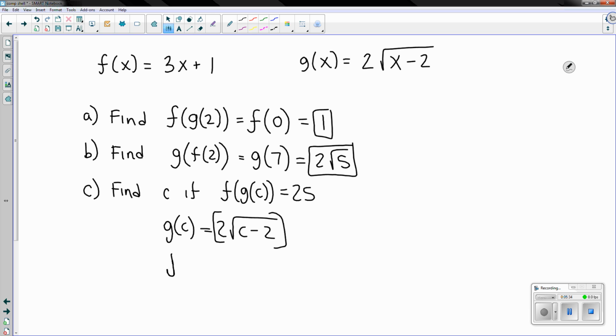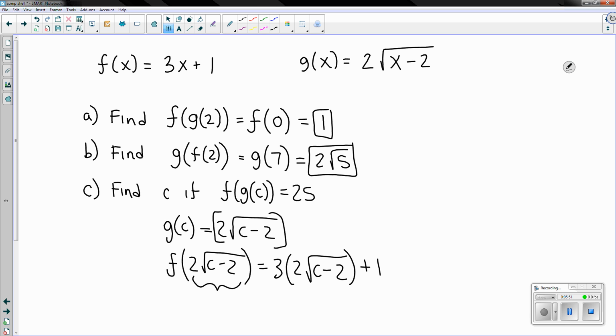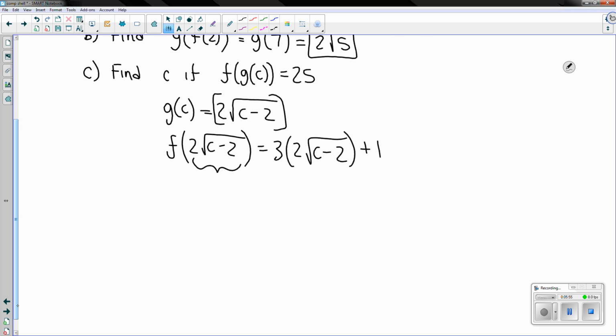So then we want to find out, well, what is f of that thing? So 2 square root of c minus 2. So we have to plug this into f. And we're going to get 3 times 2 square root of c minus 2, plus 1. Now here's what we know. This thing is going to equal 25. So we have to figure out what c value will make that happen. So we have an equation that we can now solve.